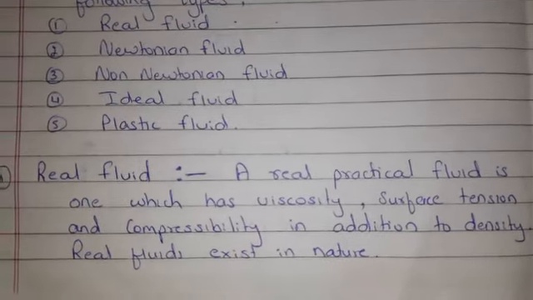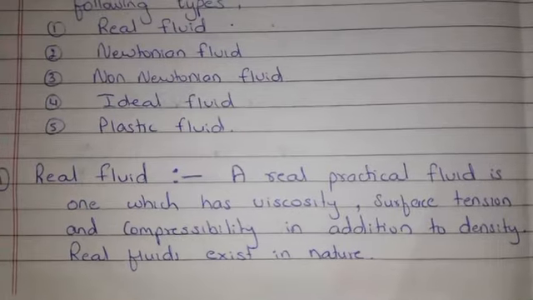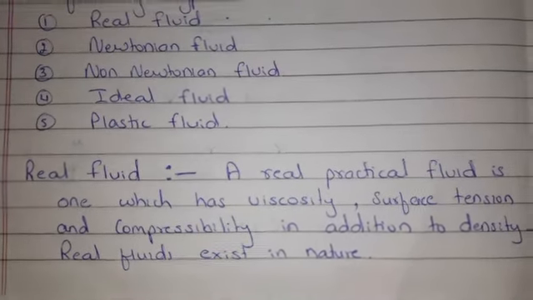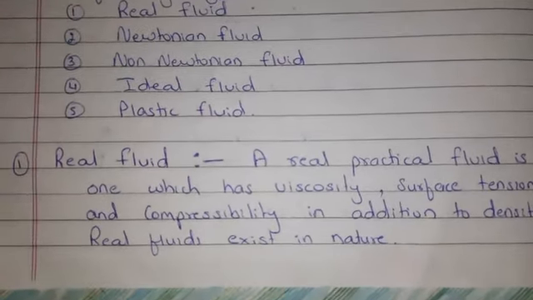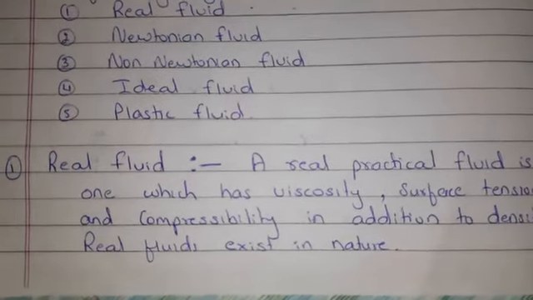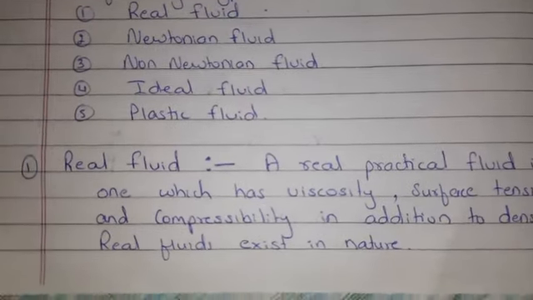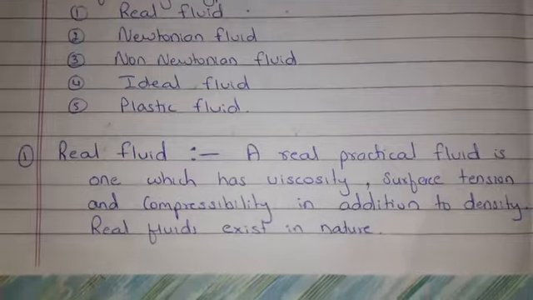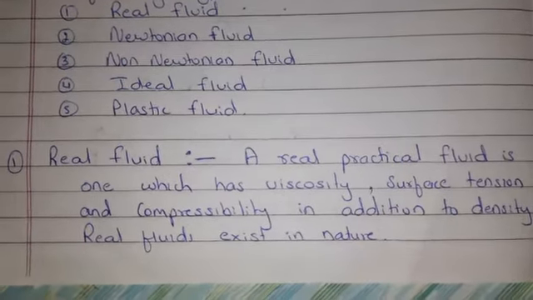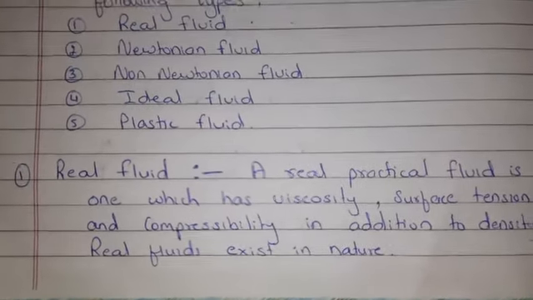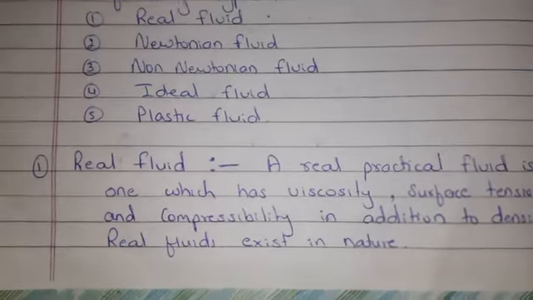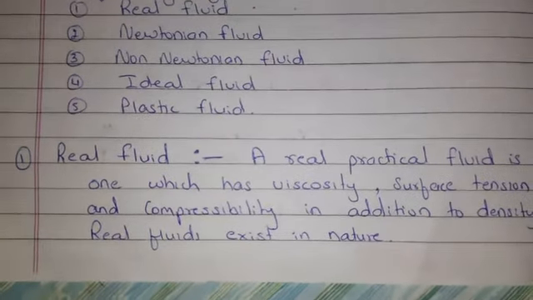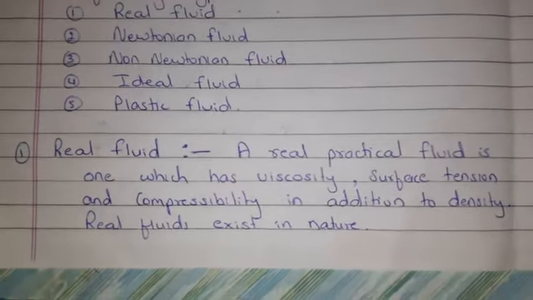And compressibility means it is the property by which the fluid can be compressed. Okay, if we apply external pressure, external force, the fluid can be compressed into a container. It may be a jar, it may be a bottle, it may be a tin. So that is called compressibility. So real fluids exist in nature. Hope you have understood the definition.